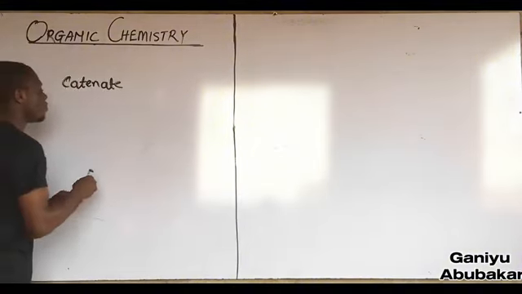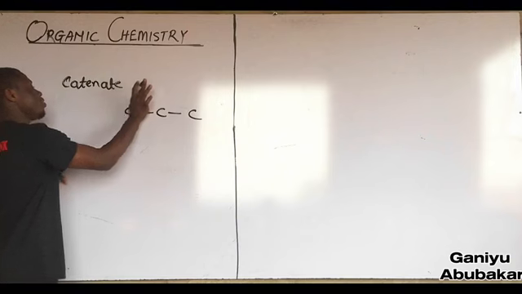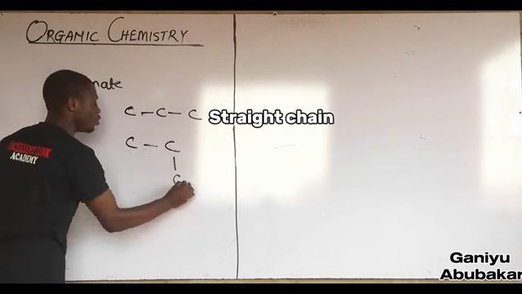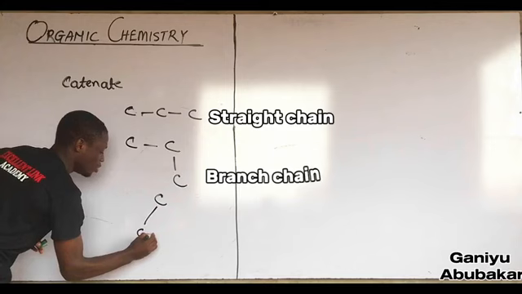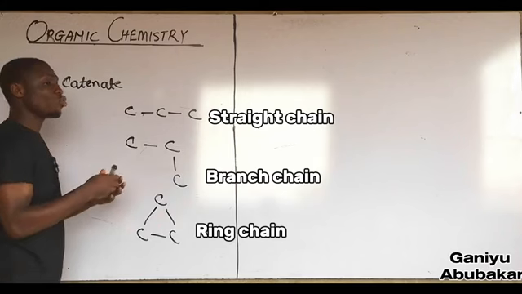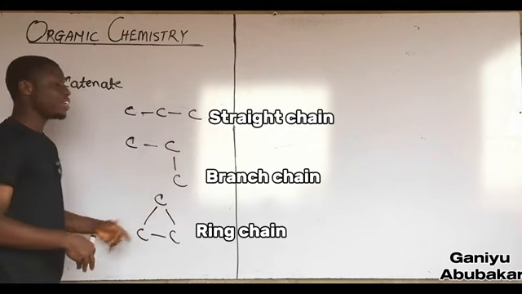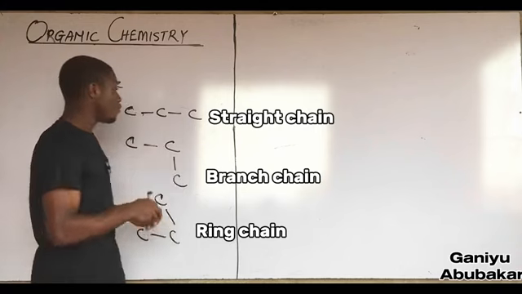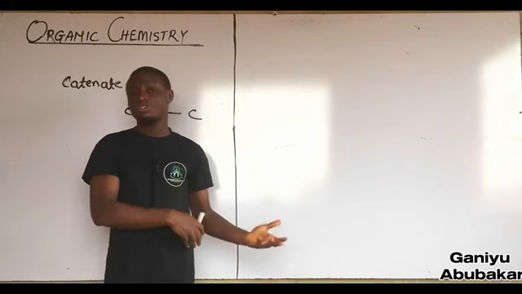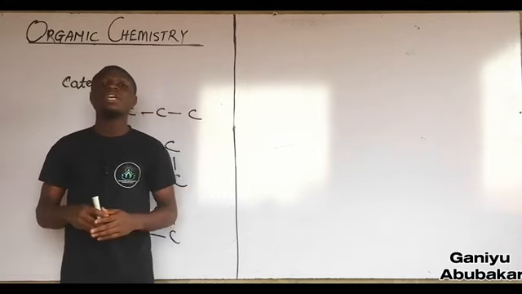So carbon can easily combine with one another, as in this case, to form a straight chain, as in this case, branch chain, something of this nature, and grain-like structure, something of this nature. So the ability of carbon to catenate means the ability of carbon to combine with one another to form a straight chain, branch chain and grain-like structure. So that's one of the important reasons why we consider carbon as a major element in the study of organic chemistry.